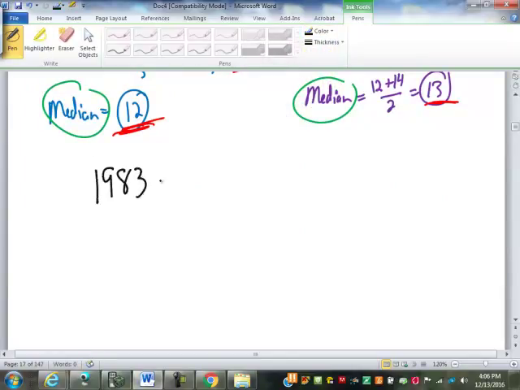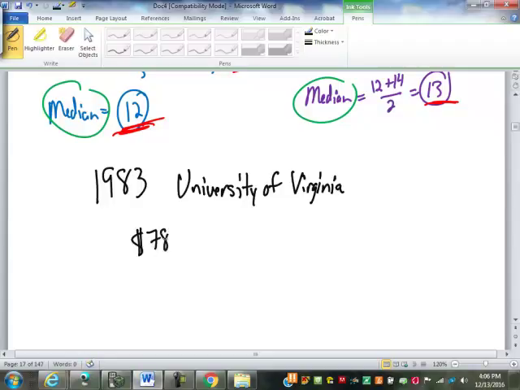In 1983, the University of Virginia advertised that the average starting salary of a four-year marketing graduate was right around $78,000 per year. Well, that's pretty good money. I'd be tempted to leave here for $78,000 a year. Think about it: in 1983, the average high school teacher was starting out with $16,000 or $17,000.